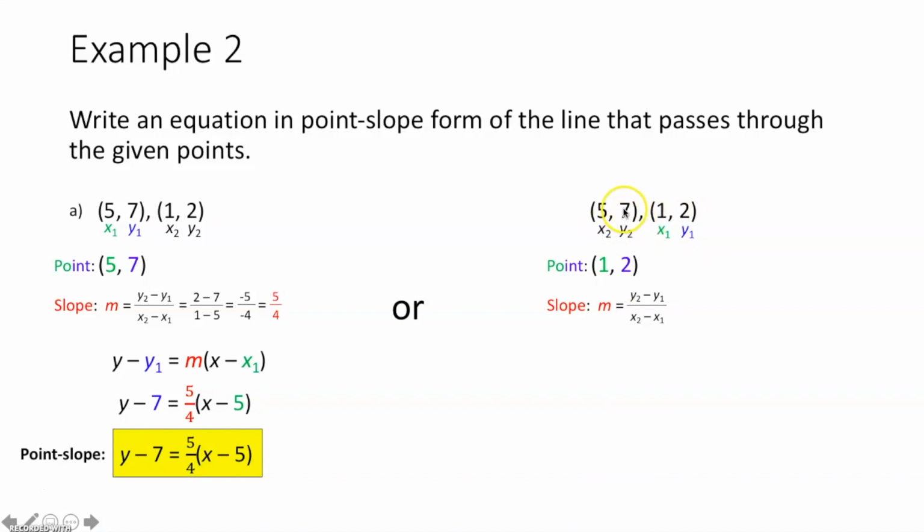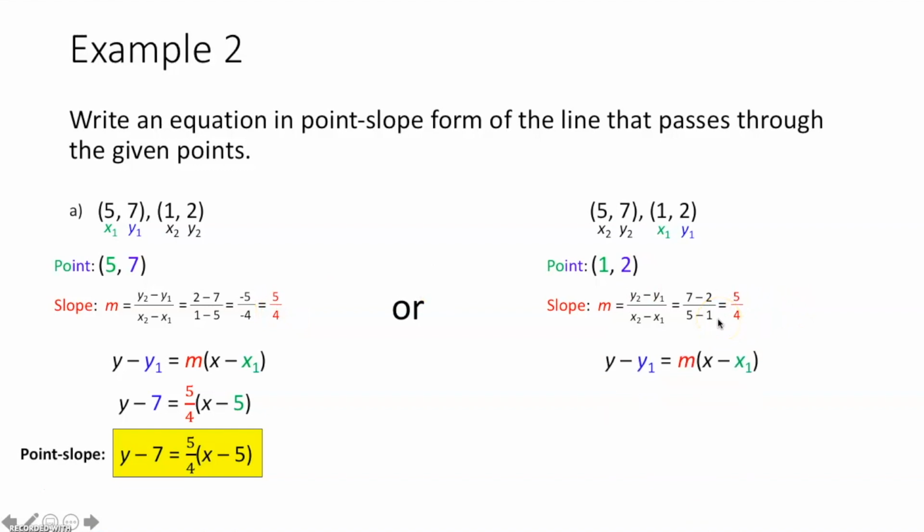So y sub 2, 7 is going to go in here, 2 is going to go in for y sub 1, 5 is going to go in for x sub 2, and 1 is going to go in for x sub 1. What's 7 minus 2? That's going to be 5. What's 5 minus 1? That's going to be 4. Oh look, our slopes are exactly the same, and they should be.